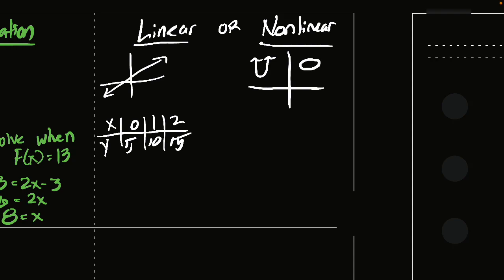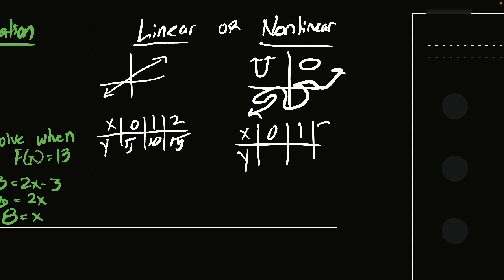Or they could make something up. I mean, they could draw anything they wanted to on this graph and ask us if it forms a line. If we had a table, 0, 1, 2, they could give us something like 5, 20, and 70. Those are not all going up by the same amount. We're going up by 15, then we're going up by 50. So that would be non-linear.